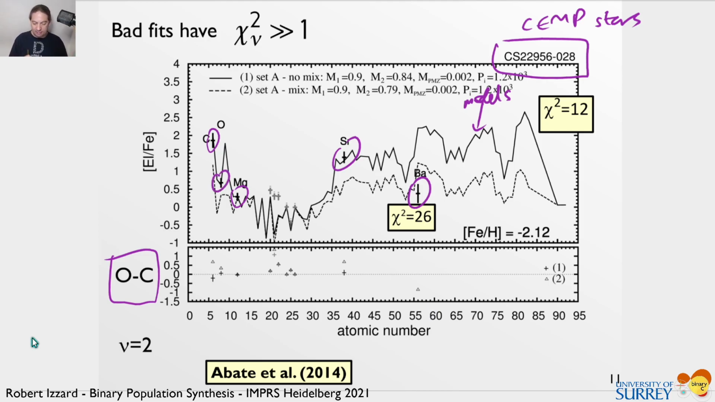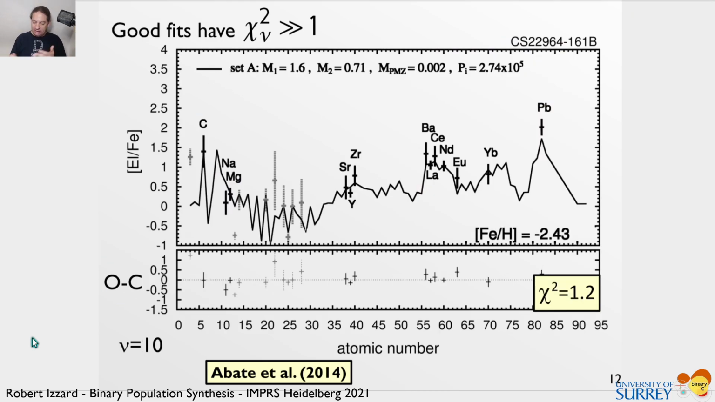It's very easy indeed. And you say, well, okay, this star is clearly a bad fit. We've got two models here. One gives a chi-squared of 12 and one gives a chi-squared of 26. That's not a good fit. So we say, well, probably this model does not give us this kind of star. Okay, maybe that's okay. Indeed, in some other cases, we got chi-squareds down to, say, 1.2, which is very, very small indeed.